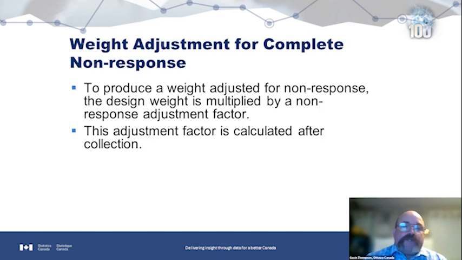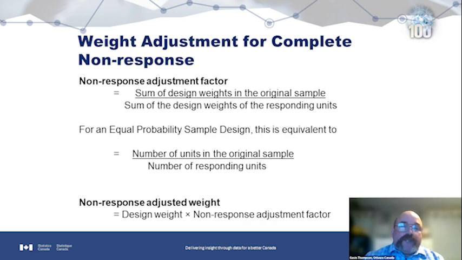Yeah, and so what we do is we just have to multiply by this non-response adjustment factor. And this has to be done obviously after collection. We have to know the number of households that we missed. So let's take a look at this. The weight adjustment for complete non-response is just the sum of the design weights, so all of the design weights that we should have had, divided by the sum of the design weights of the responding units.